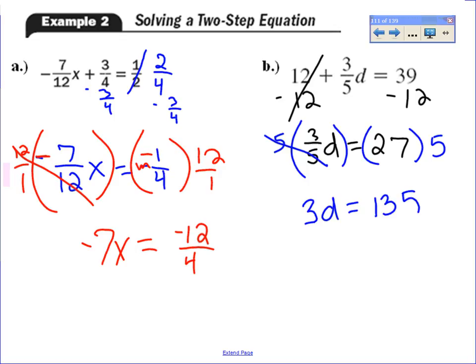Good job. 3D equals 135. These 5s cancel. 27 times 5 is 135. Okay, just so we can make sure, is everyone all right? Okay, next step, divide both sides by 3.